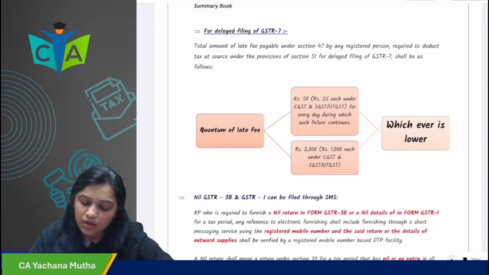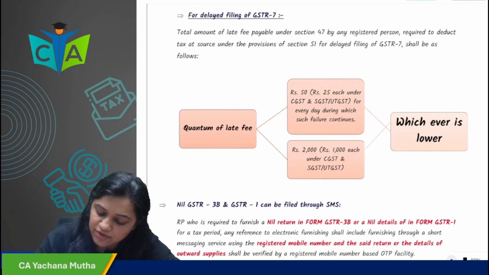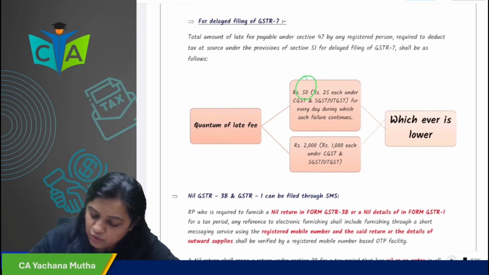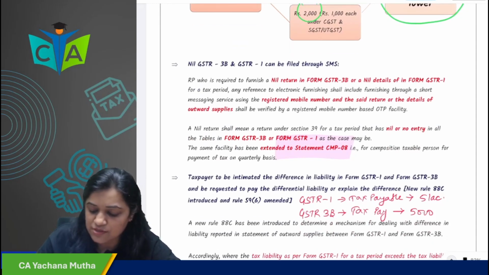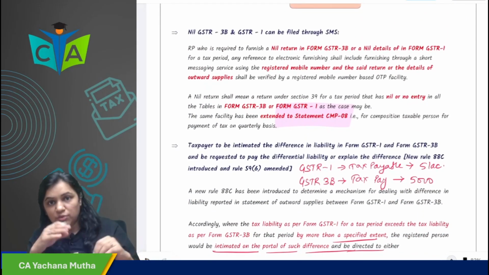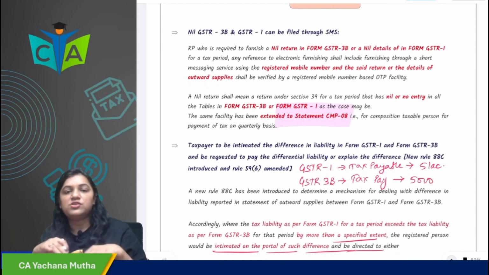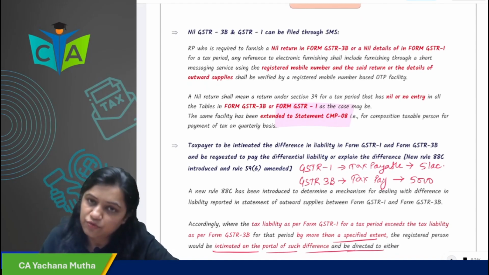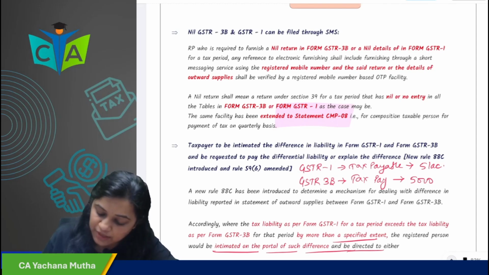Then next, if you are delaying GSTR 7, then 50 rupees per day or 2000 rupees, whichever is lower, is the late fee. So these are the different late fees in case of GSTR 1, 3B, 4, 7 and 9. Okay, in all the rest of the cases we have seen that the general late fee is given, and that will be applicable.